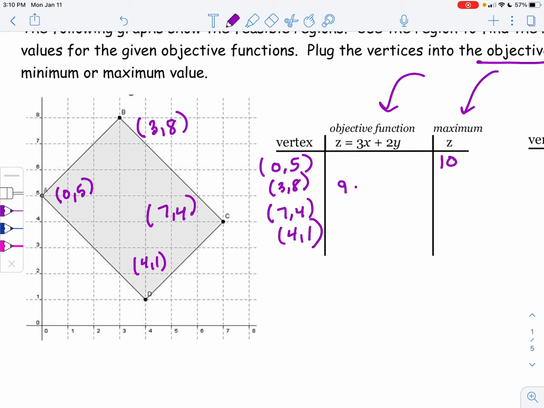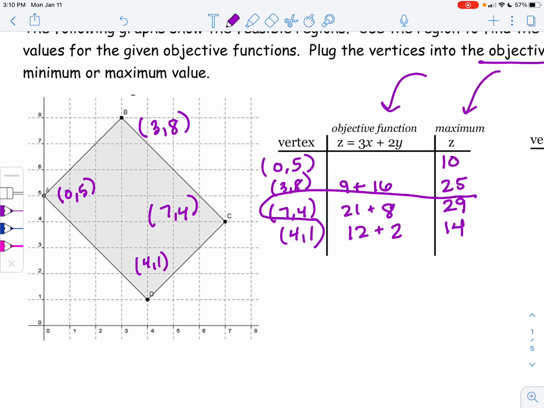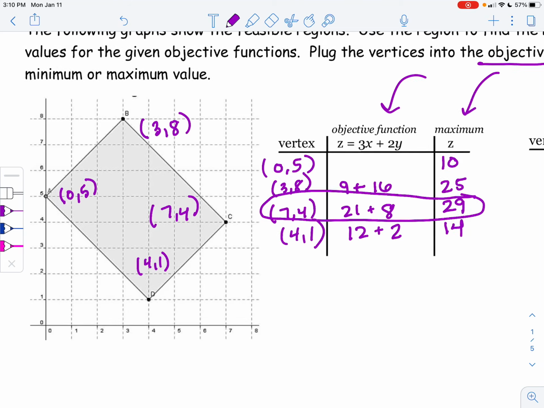Let's see, 9 plus 16. And of course I'll probably make a mistake because that's what I do when I'm talking to you guys and trying to do math at the same time. But if I did okay, the max here would be this point here. Okay, so the maximum then would be this point. That gives us a maximum of 29 because 29 is the biggest.